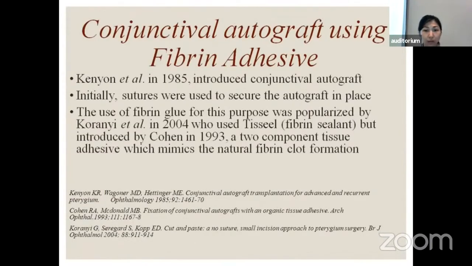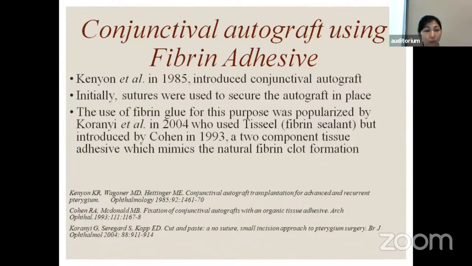So we talk about this gold standard technique that was introduced by Kenyon et al. in 1985. Initially, sutures were used to secure the graft in place. At the current moment, we are still using sutures because not every place has fibrin glue. But of course, fibrin glue is known to reduce the surgical time, the post-op discomfort, as well as the recovery period.